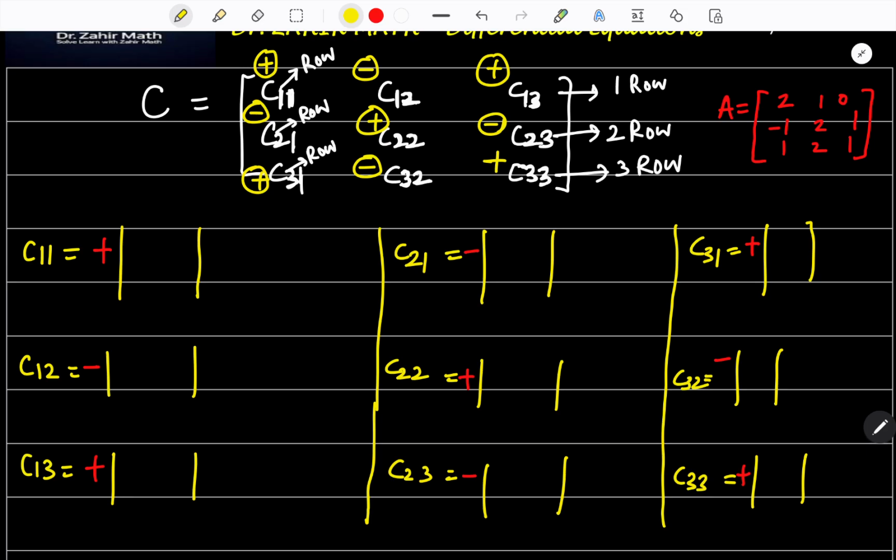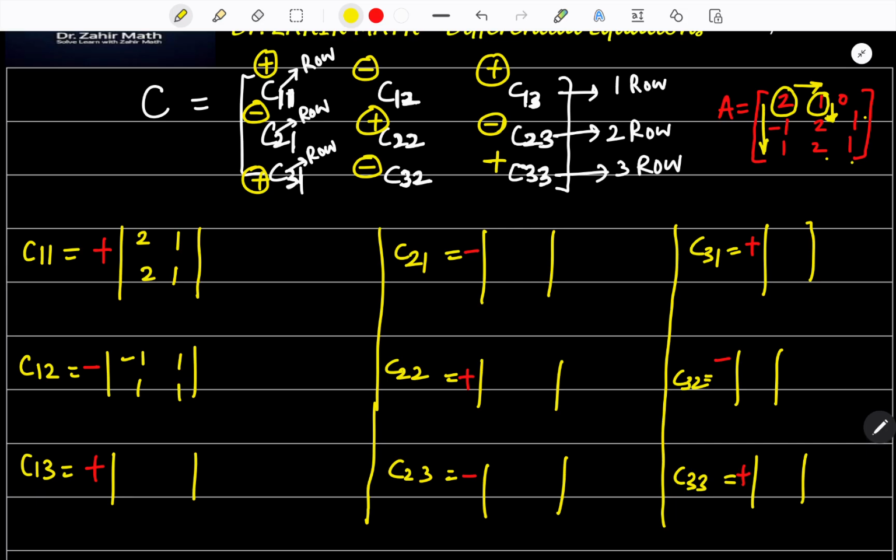Okay, right. Yes. How to get this C11? Suppose I want to get this C11. Don't see this row. Don't see this column. Close it with your fingers. Okay, so what is remaining? This. So this is 2, 1, 2, 1. If you want to find the next C12, this element, don't see this row and don't see this column. So you will get minus 1, 1 and then 1, 2. Sorry, I made a mistake. So minus 1, 1, 1, 1.